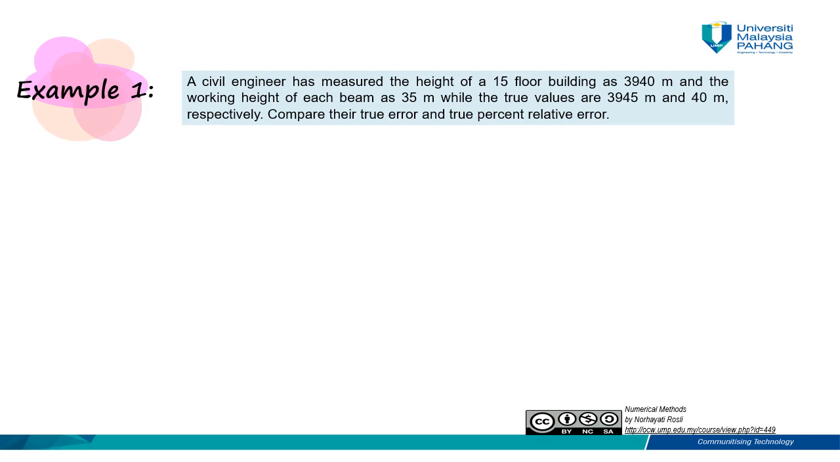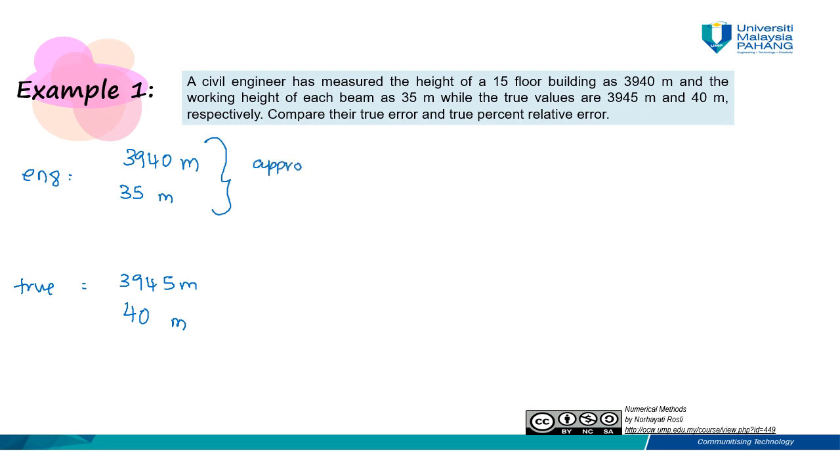Okay, so let's come out with all the information that we have. The engineer measured the building as 3940 meter and also 35 meter, while the true values are 3945 meter and 40 meter respectively. And this will become our approximate value. This is the approximate value, and this is our true value.